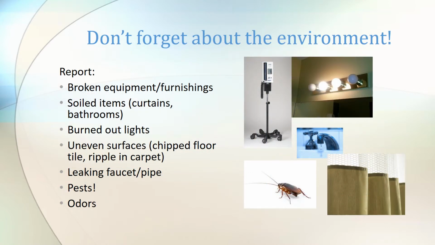Don't forget about things you notice in the environment. These things can negatively impact resident care in that they pose potential problems related to safety and infection control. These can include broken equipment or furnishings, soiled items, burned out lights, uneven surfaces, leaking faucets or pipes, pests, and odors.